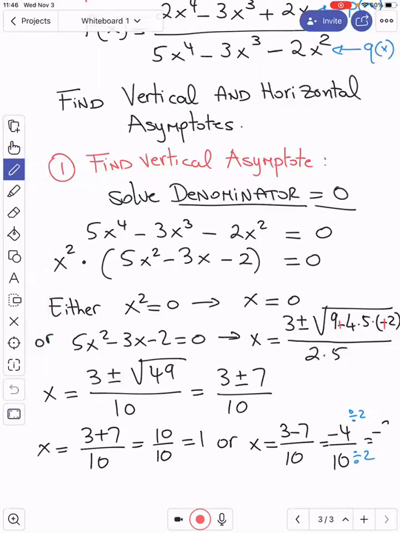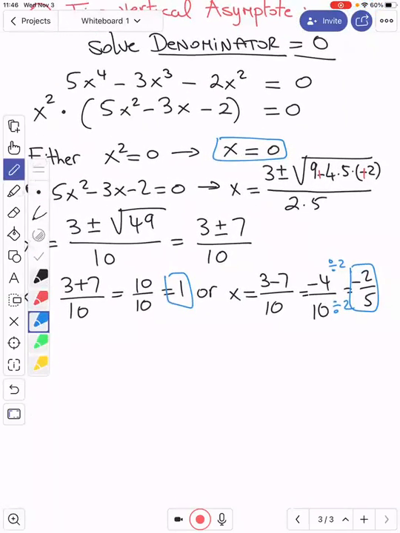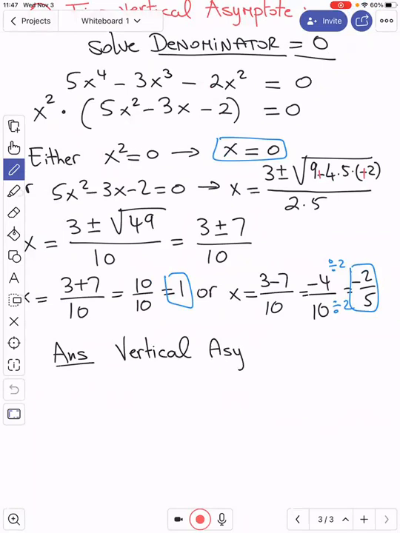This is negative 2/5. So I got my solutions. I have x equal to 0, x equal to 1, and x equal to negative 2/5. So yeah, the vertical asymptotes here, the answer, so vertical asymptotes are, we got 0, so x equal to 0.